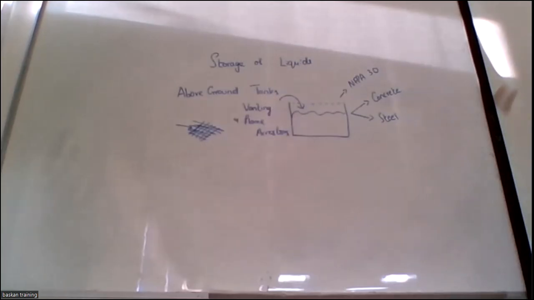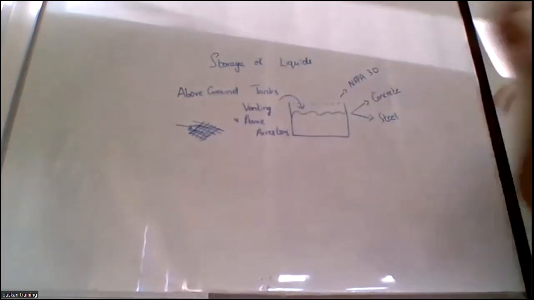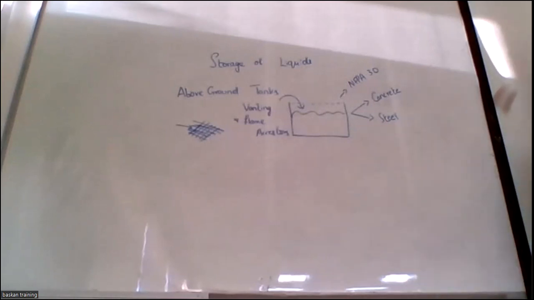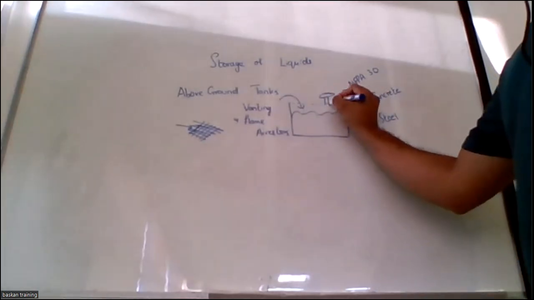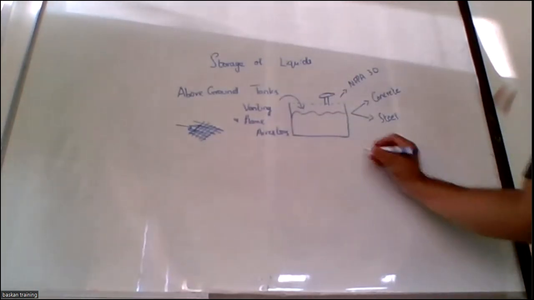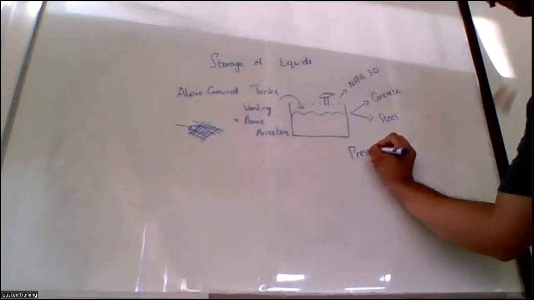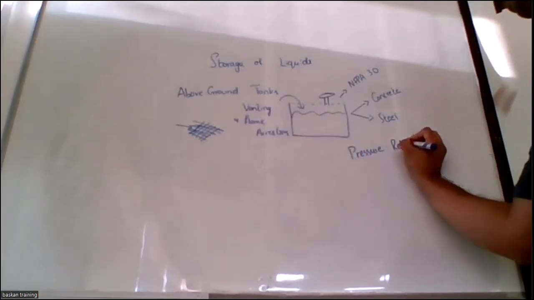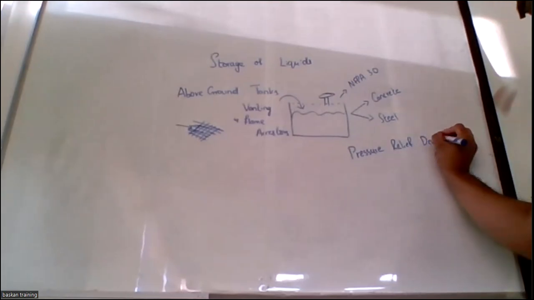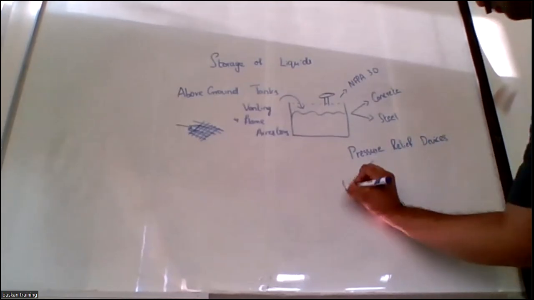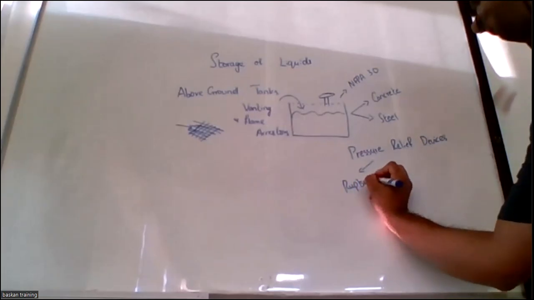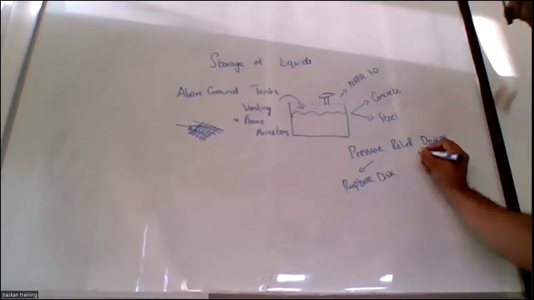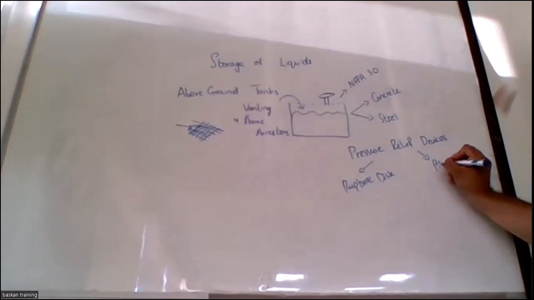So for that purpose, sometimes you require pressure relief devices, so that whenever the internal pressure of the tank exceeds, your pressure relief devices will bleed off the pressure. For that purpose, you usually install pressure relief devices on the top of the tank. Pressure relief devices can be of two types. PRVs. One is the rupture disc type, and the second one is the pilot type.